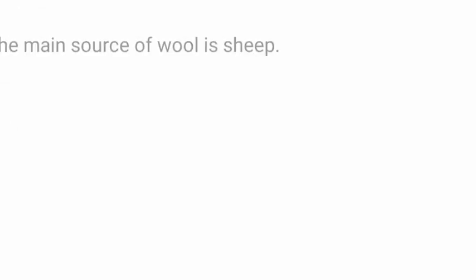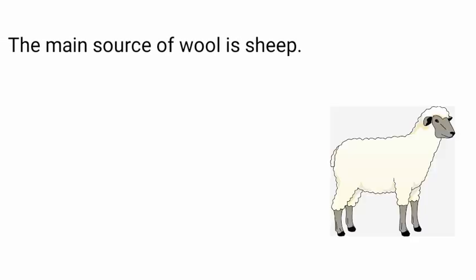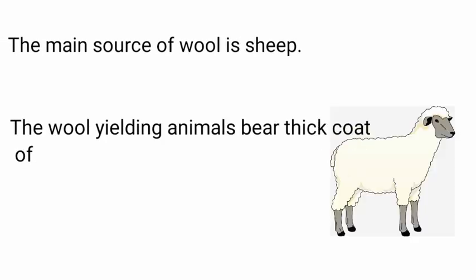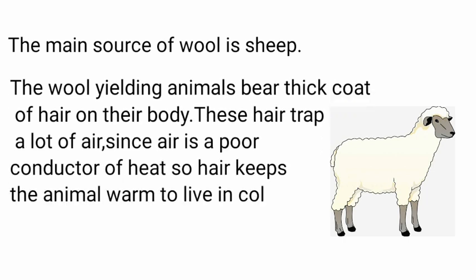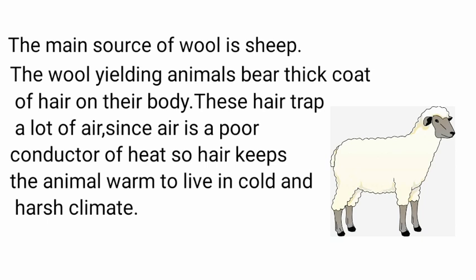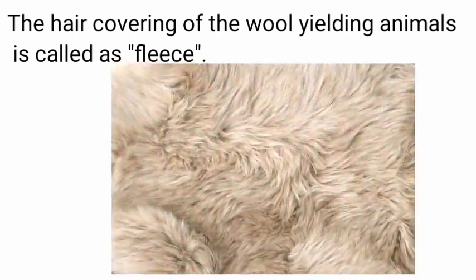The main source of wool is sheep. The wool yielding animals bear a thick coat of hair on their body. This hair traps a lot of air, and since air is a poor conductor of heat, the hair keeps the animal warm and dry, allowing the animals to live in cold and harsh climate. The hair covering of the wool yielding animals is called fleece.